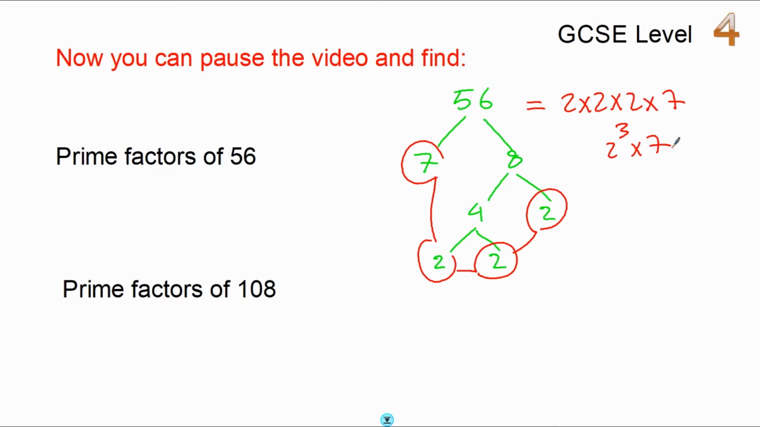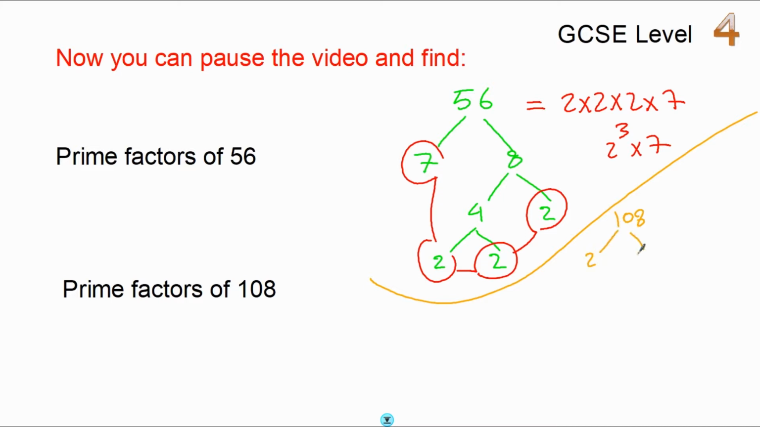Now, looking at prime factors of 108, this time I'm going to do the method of just dividing by the prime numbers. I'm going to use this section of the board. So I'm going to start with 108. Is it divisible by 2? 2 is our first prime number. Yes, so that would be 2.